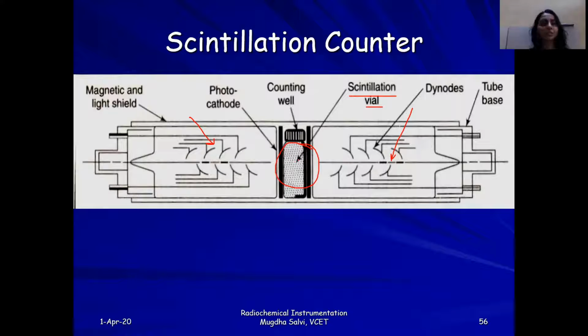Whenever radiations will strike this, the atoms inside will get excited. They will go up to an excited level. When they are coming back to their original level, they will release photons. And these photons will be directly proportional to the radiations that are striking the material. And eventually then they will be amplified using the photomultiplier tubes. This is a scintillation counter.